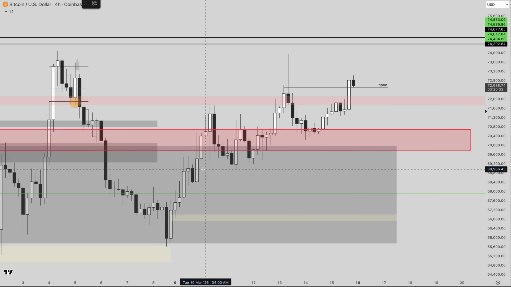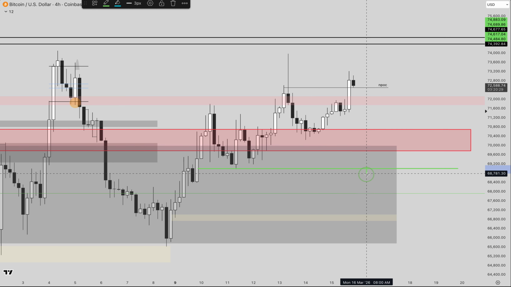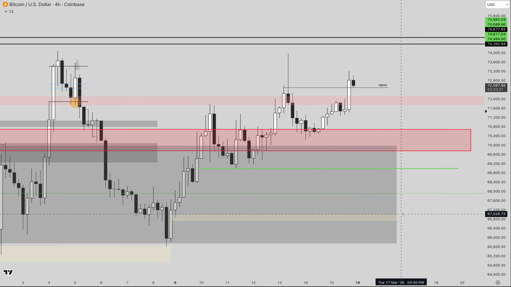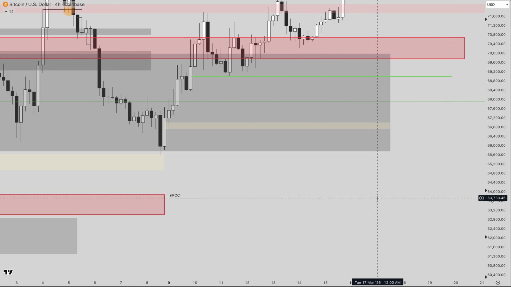Yeah, right. As soon as you get price accepting back below 69K, basically right here, you can expect a full rotation back down to, I would not say value area low because I don't think this holds. I do think we would rotate back to the NPOC right around 63K.